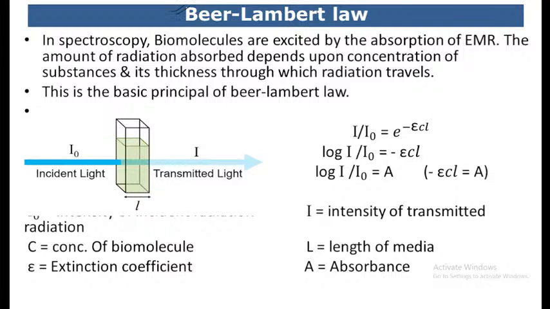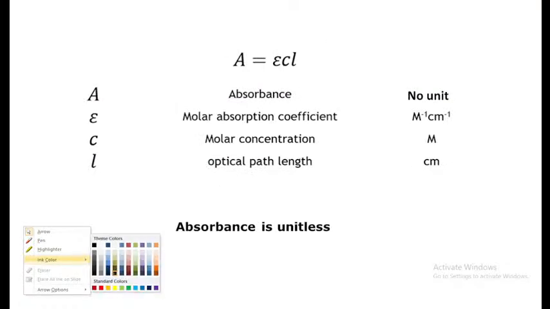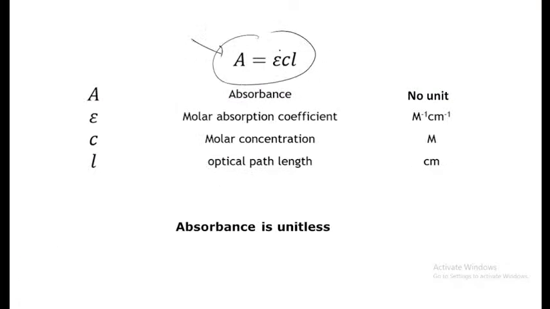In spectroscopy, for biomolecules, we know there are two main things on which the complete spectroscopy depends, and that is what we just discussed: the concentration, and second, the thickness. So depending upon the concentration of the substance and the thickness, to find out the relationship between them, we have the Beer-Lambert law. The Beer-Lambert law formula is A = ECL.